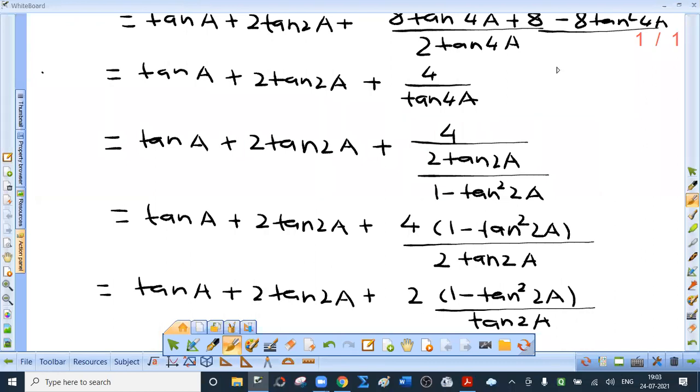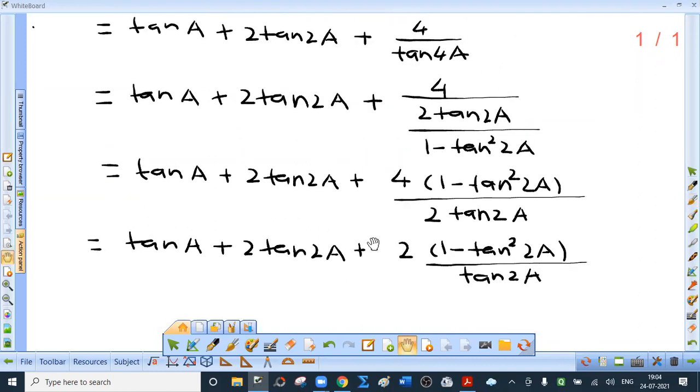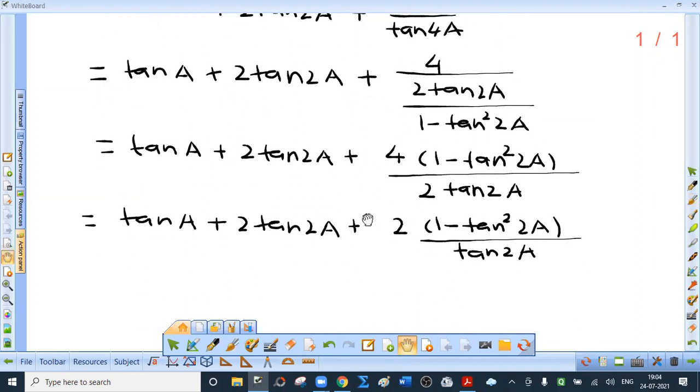So it is tan A plus 2 tan 2A plus 4 upon, what is tan 4A? 2 tan 2A upon 1 minus tan square 2A, because 4A is 2 times 2A. Again I have used the tan 2 theta formula. So on simplification we get this. Again 4 upon 2 is 2. So it is tan A plus 2 tan 2A plus 2 times 1 minus tan square 2A upon tan 2A. So this is nothing but tan A as it is.